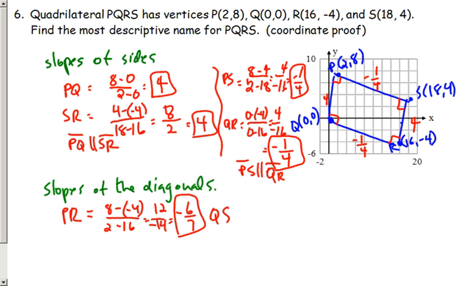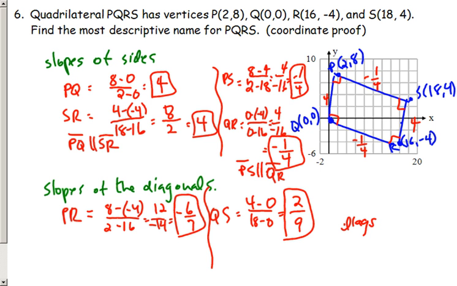It's going to be more specific than a rectangle, more descriptive. So just check that real quick, make sure I did that right. It looks like I did. So QS is going to be 4 minus 0 all over 18 minus 0. So that actually comes out to 2/9, which is not the opposite reciprocal. So the diagonals are not perpendicular.